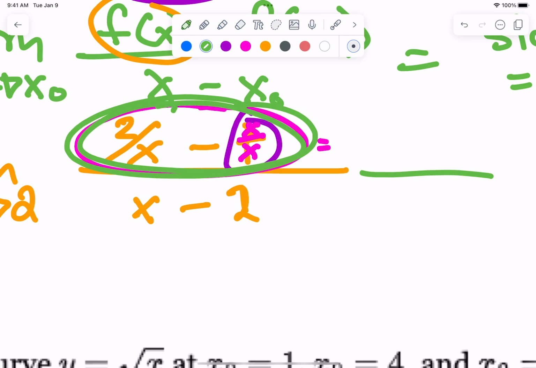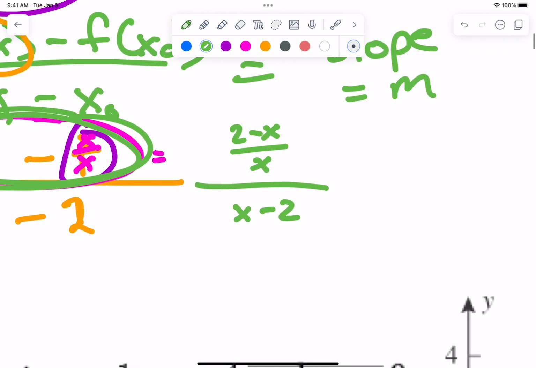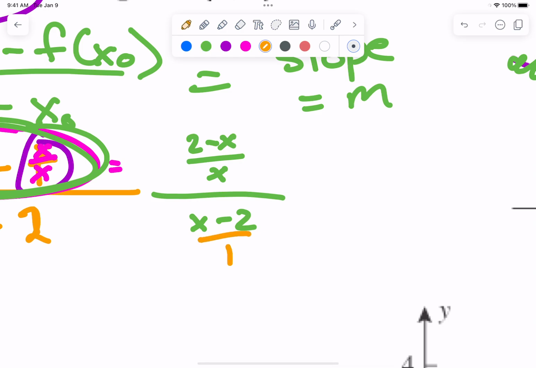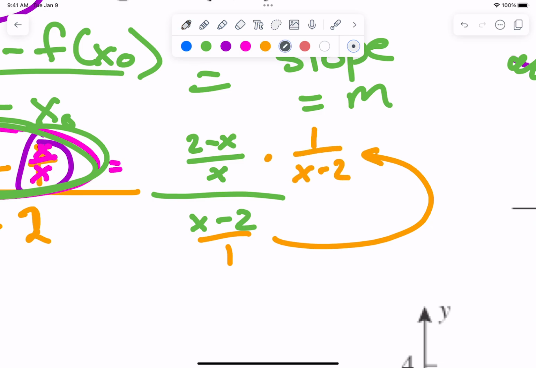If we put it together, I have a common denominator of x on the bottom, and this is 2 minus x on the top. You subtract, yep. And then we've got x minus 2 on the bottom. We're almost there, guys. This is over 1, right? Now we're going to flip this to the top, and we're going to multiply by 1 over x minus 2. Josie said, let's try to cancel those, but they're not the same.